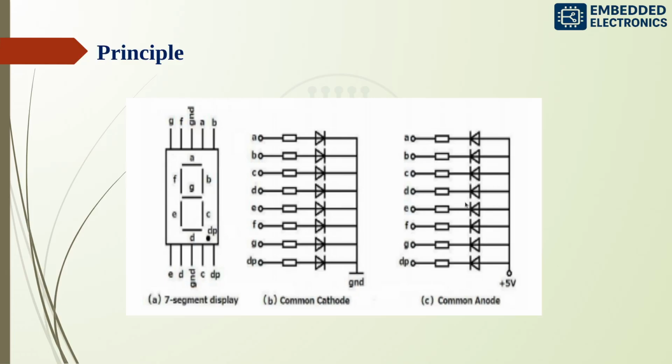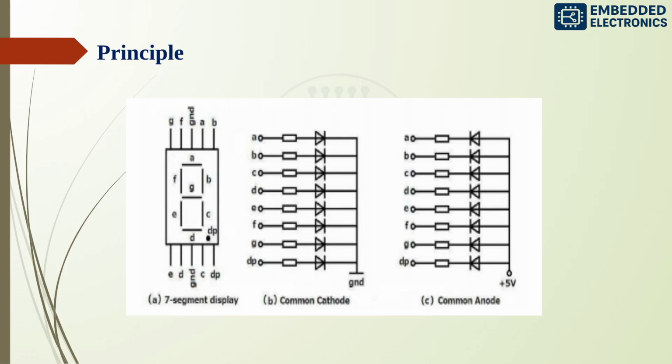The 7-segment display is a form of electronic display device for displaying decimal numerals that is an alternative to the more complex dot matrix displays. So these displays are widely used in digital clocks, electronic meters, basic calculators and other electronic devices that display numerical information.